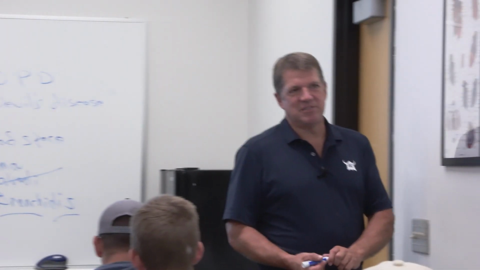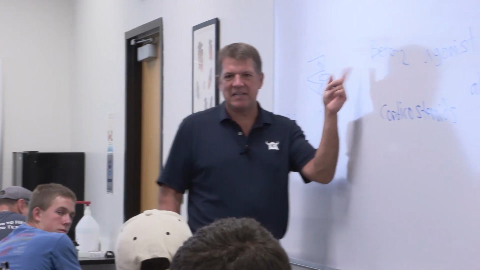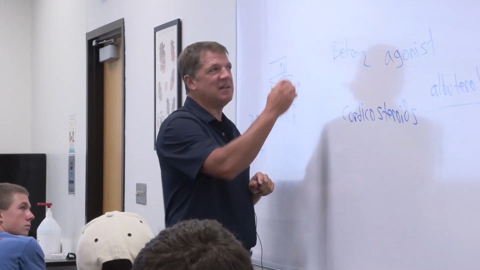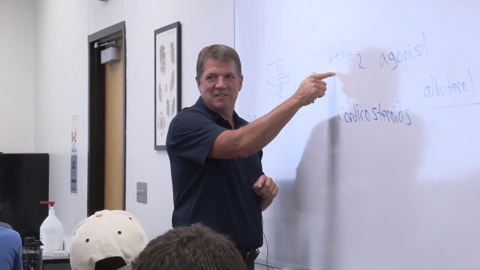Nate, you said that was a beta-2 agonist, so that's a sympathomimetic. What part of the nervous system do we find betas? Sympathetic?